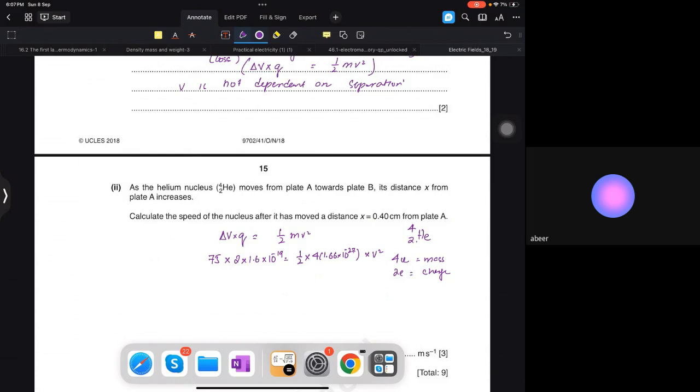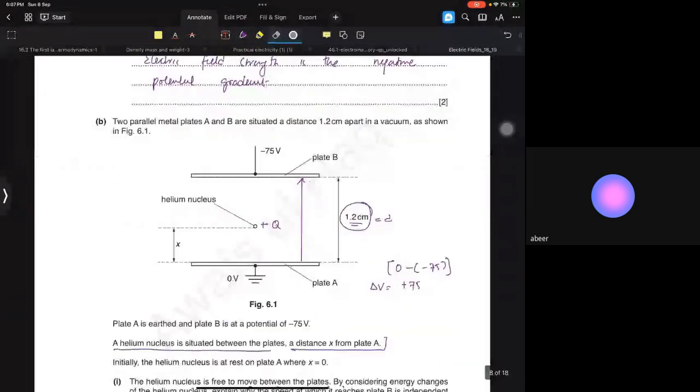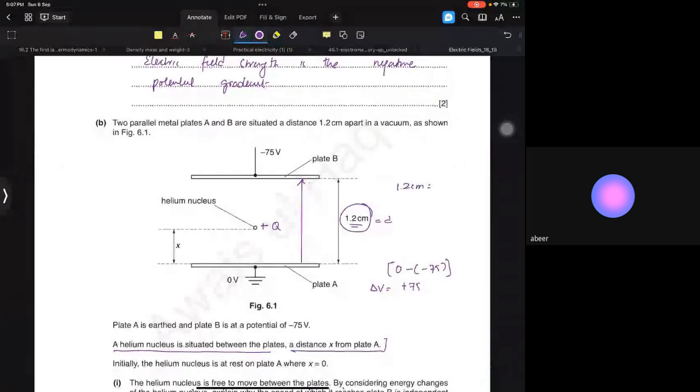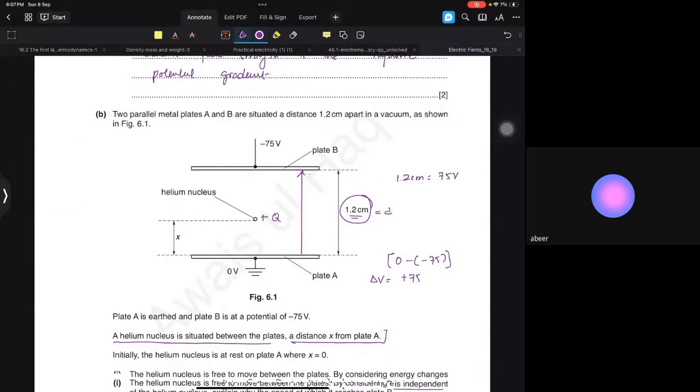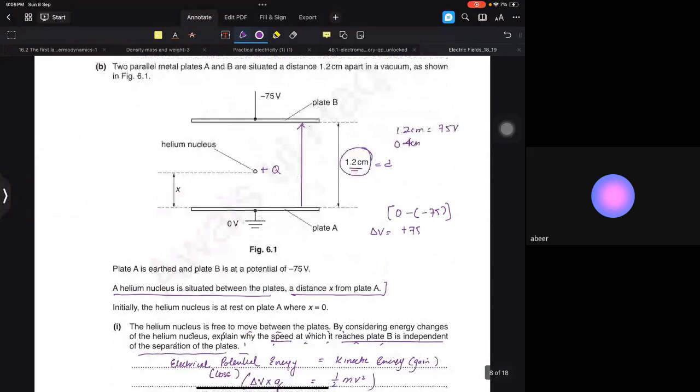But there is one issue here that I've just noticed. It doesn't say from the start, it says calculate the speed after it has moved the distance of this. Interesting. So that means we need to find the potential at this first. And that's pretty bad. We can't use 75 then. Okay, I'll do this. If 1.2 centimeter has 75 volts of potential difference, then the distance x they're given is 0.40. So what will be the potential difference between this?